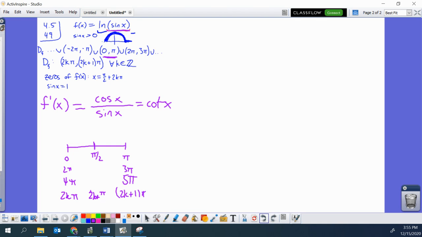2k plus 1 half pi. Excuse me, that's not a good way to write it. (2k plus 1 half) in parentheses. There we go. That's better. I was going to say that didn't seem right. All right. Anyway, the cotangent function.